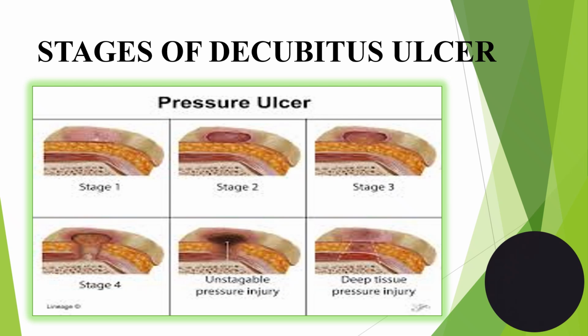Okay, so next we move on to the stages of decubitus ulcer. When we come to the stages of decubitus ulcer, we have stage 1, stage 2, stage 3, stage 4, unstageable, and deep tissue pressure injury. We will see them one by one in a clear manner.